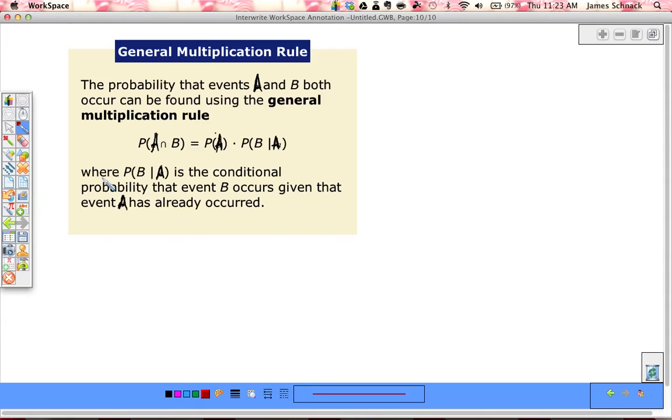And that leads us to our general multiplication rule. The probability that A and B both occur can be found by using this rule. Probability of A and B, A intersect B, is the probability of A times the probability of B given that A occurred. That's what we just did with that tree diagram, where B given A is the conditional probability that B occurs given A already occurred. And there we go. That should be the tools that you need to get you rolling on your practice problems.